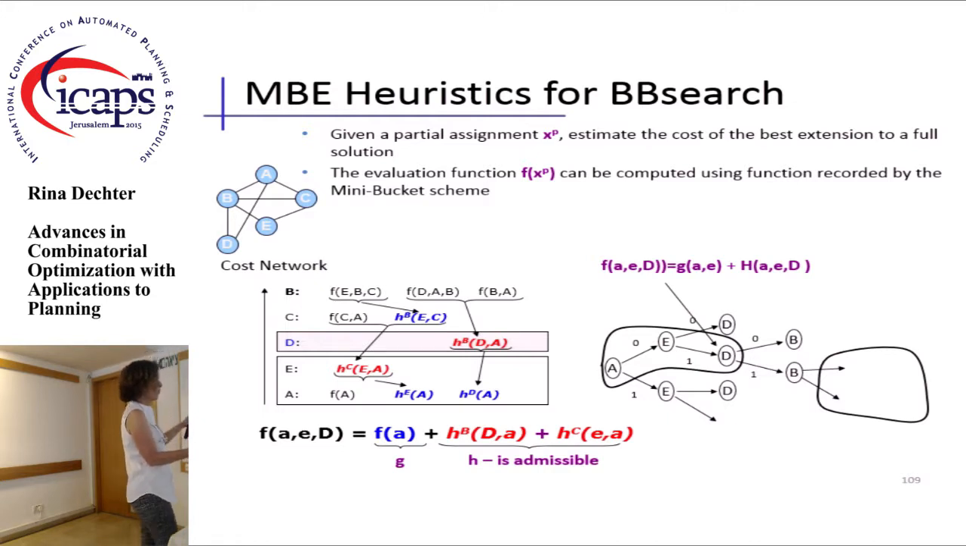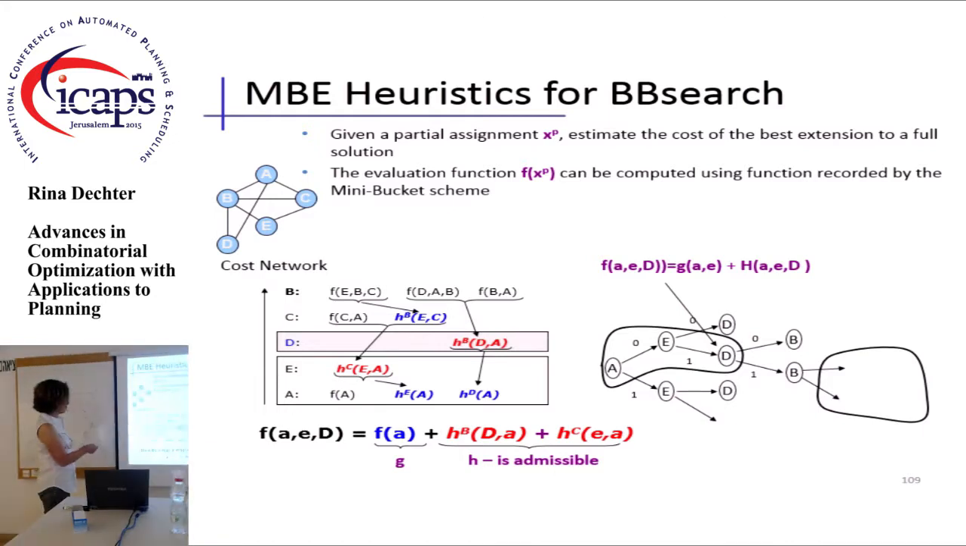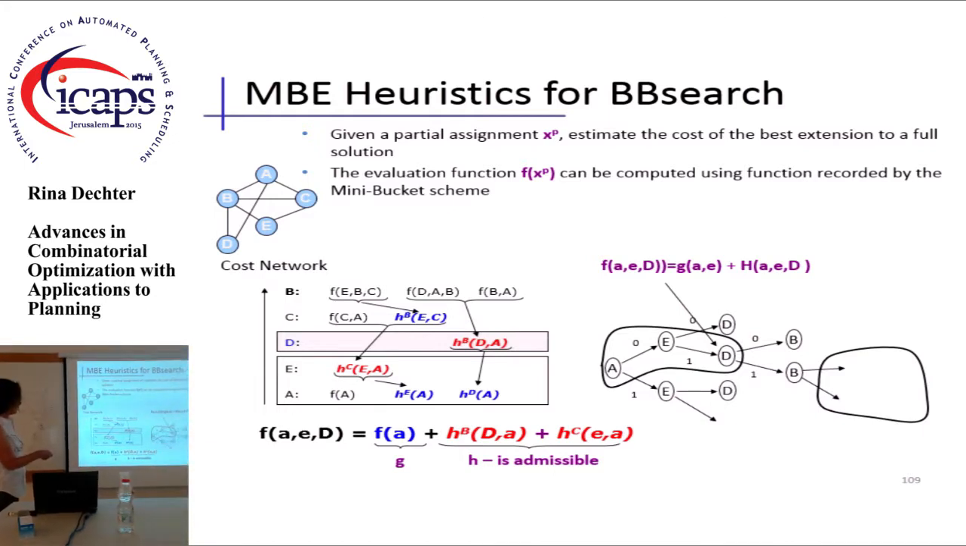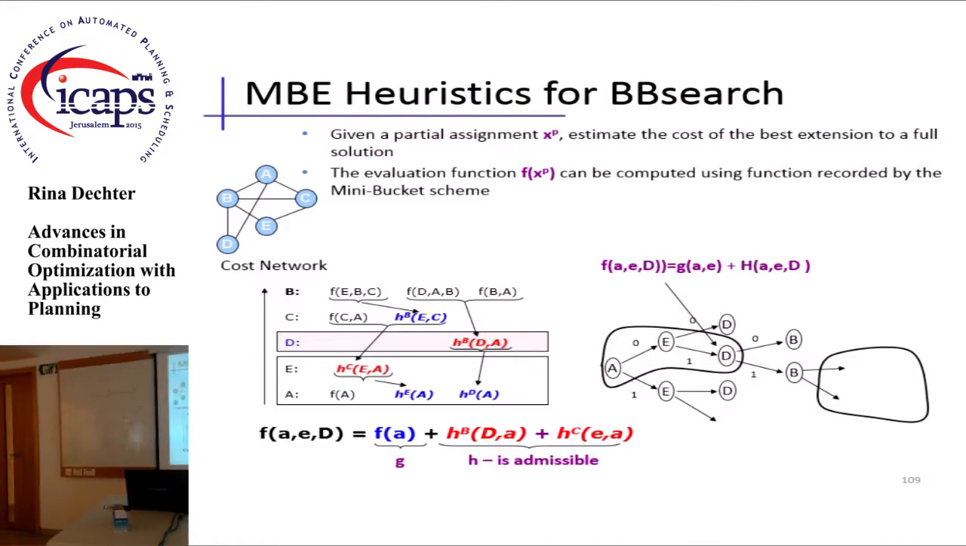We run this before we start search and we get these functions. When we go to a particular assignment, conditioning of values, let's say A equals 0 and E equals 1, we need to figure out the lower bound of the best cost to go dictated by the functions. The rule is: look at the functions that were created in the buckets above and reside either in D or below D. I am not looking at this and I'm not looking at this, I'm looking only at this. And this is the general scheme, and it's easy to prove.